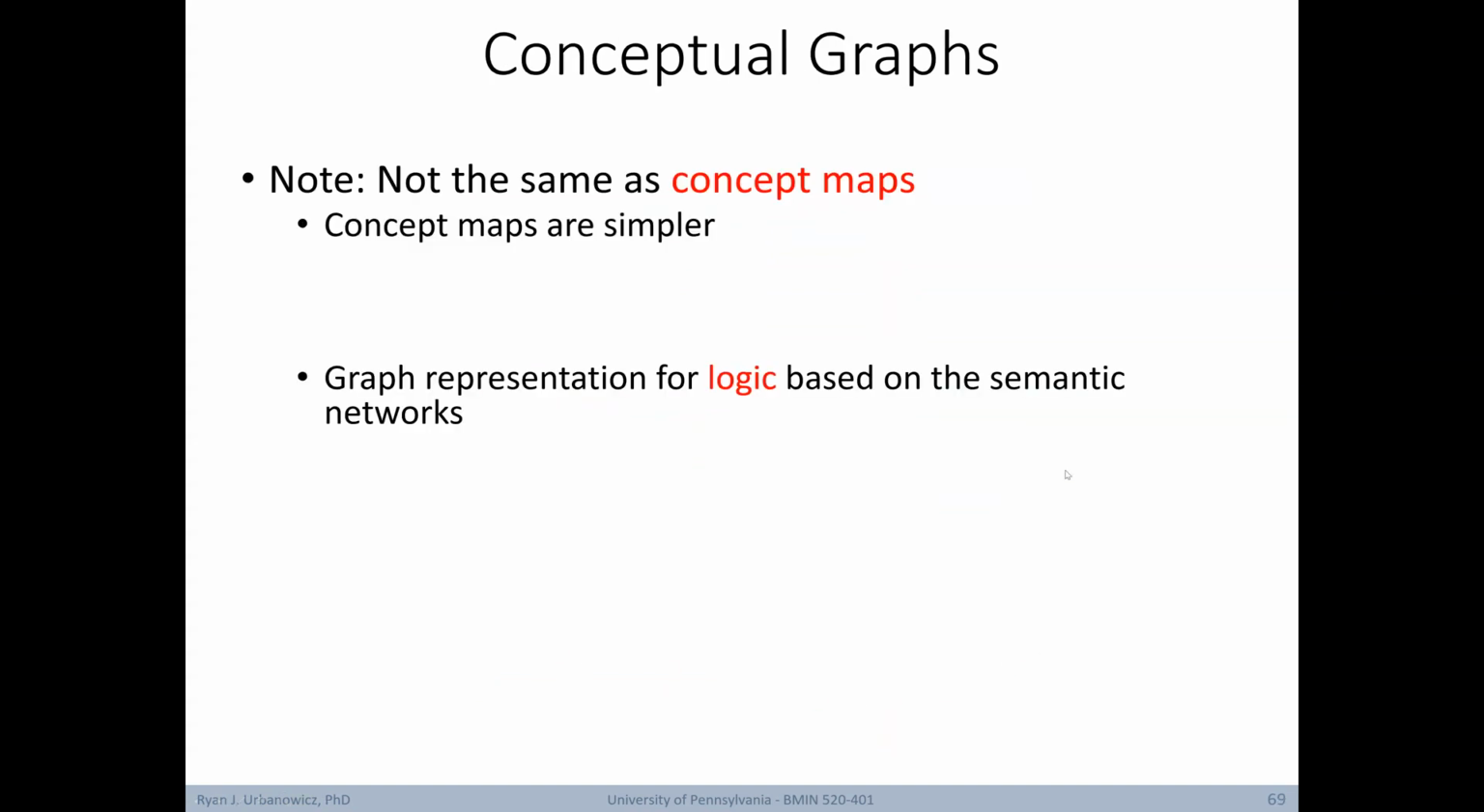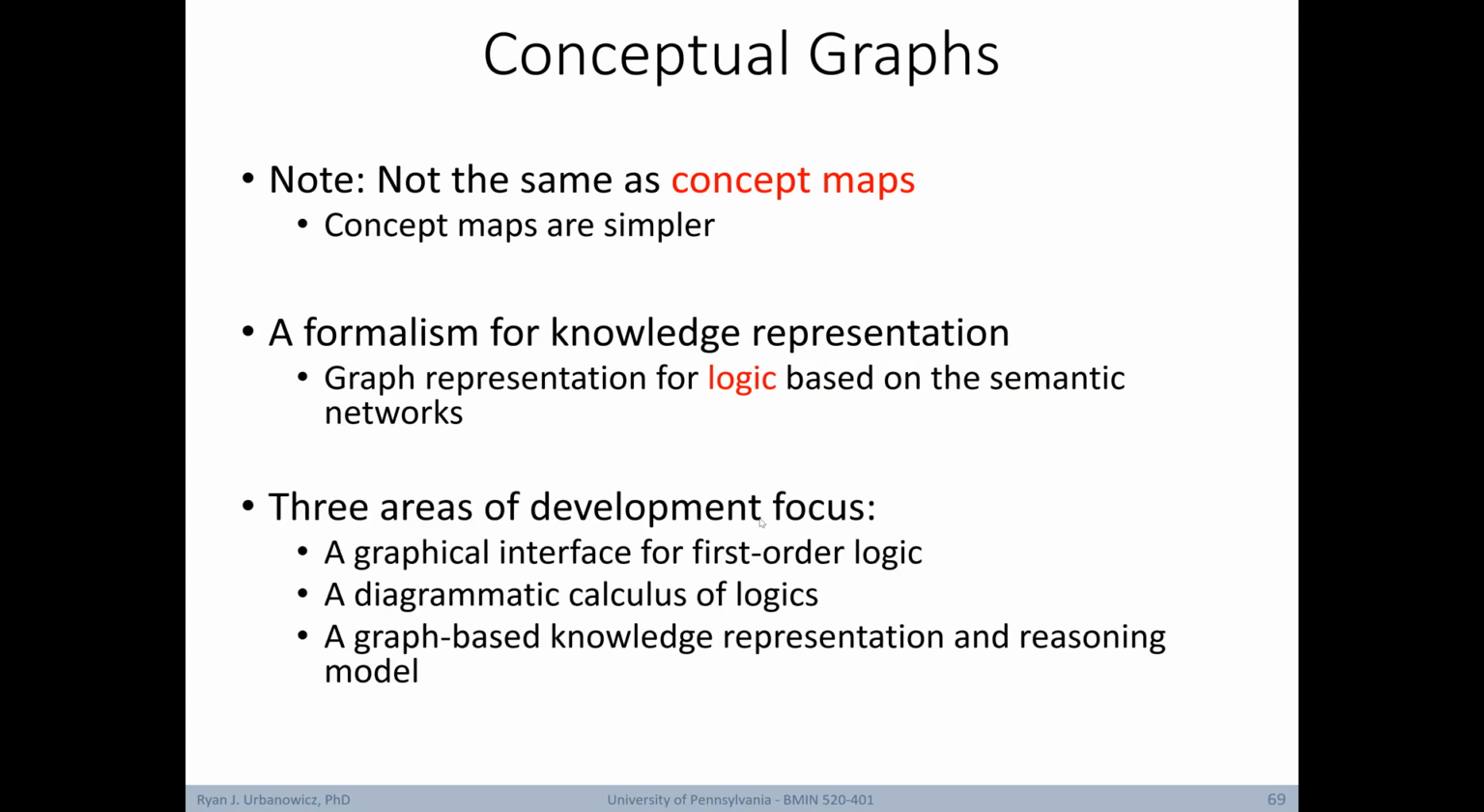Lastly, there's conceptual graphs. First, note that this is not the same as a concept map. Concept maps are much simpler. Conceptual graphs are another formalism of knowledge representation. Basically, they're a graph representation for logic based on the architecture of semantic networks. There are three main areas of study with respect to conceptual graphs: a graphical interface for first-order logic, a diagrammatic calculus of logic, and a graph-based knowledge representation and reasoning model.